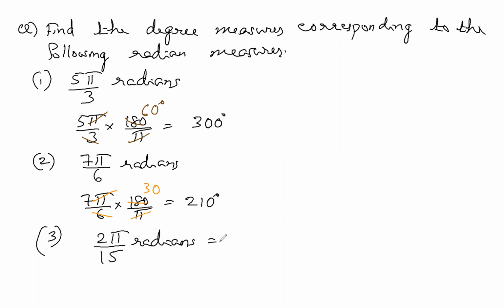So how to get the answer? 2 pi by 15 into pi by 180. Sorry, 180 by pi, the other way around, 180 by pi. And what is the answer you got? 24 degrees. Yes. All of you got that? 24 degrees. Okay.